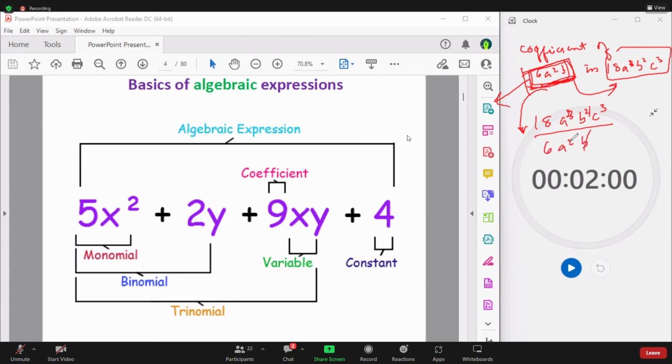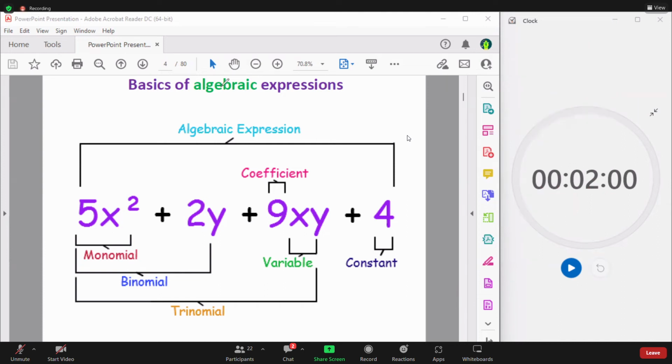Okay, so does it make sense? Does it make sense to everyone? Is there anyone who has not understood until now? Any question, anything, any doubt? Okay.